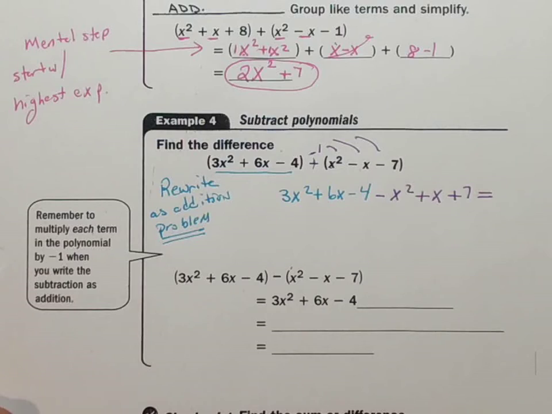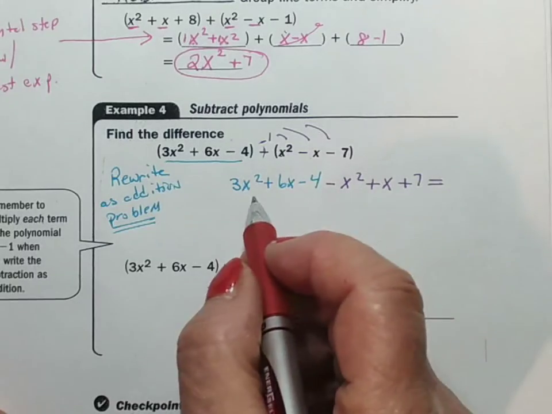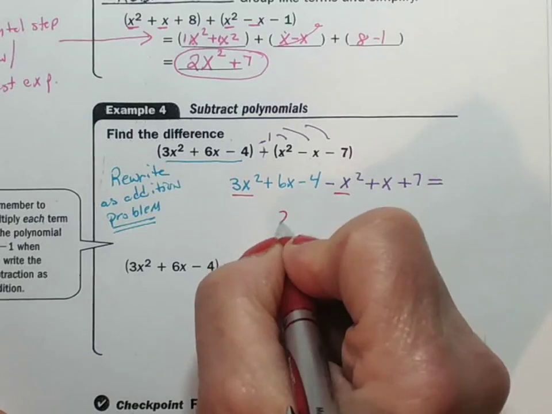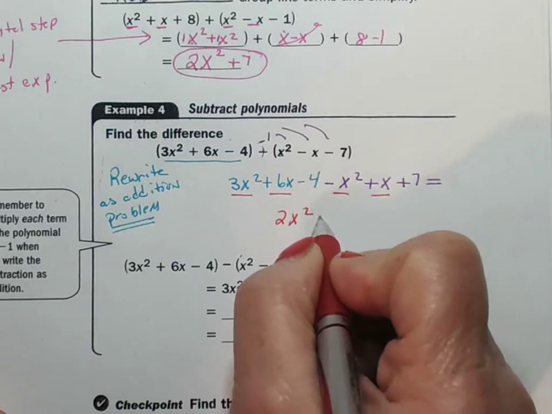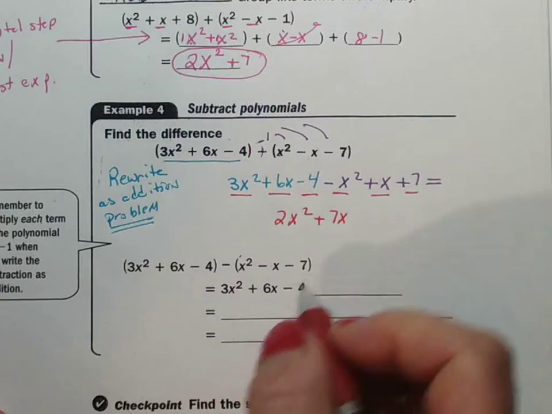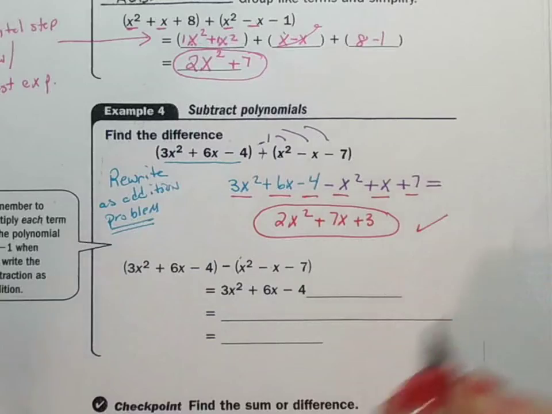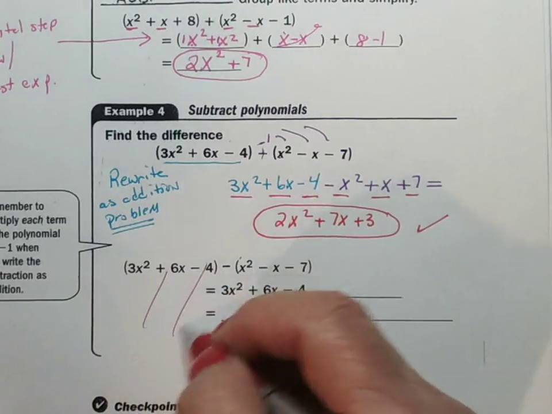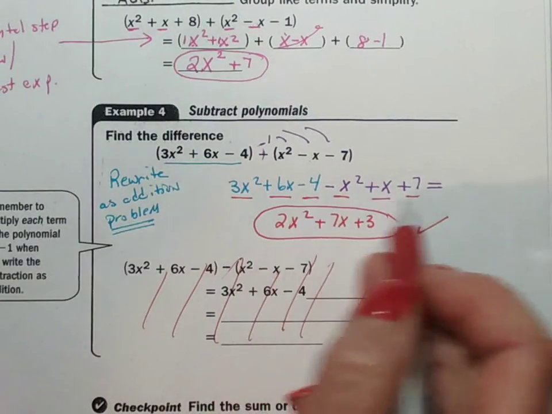Right? And now it's really easy to add these. And so you just look for your highest exponents. You're going to get 2x squared. Then you look at your x's, plus 7x. You look here, plus 3. And boom, you're done. And we did that problem up there, so we don't need to do it. I think it makes it easier to just show it that way.